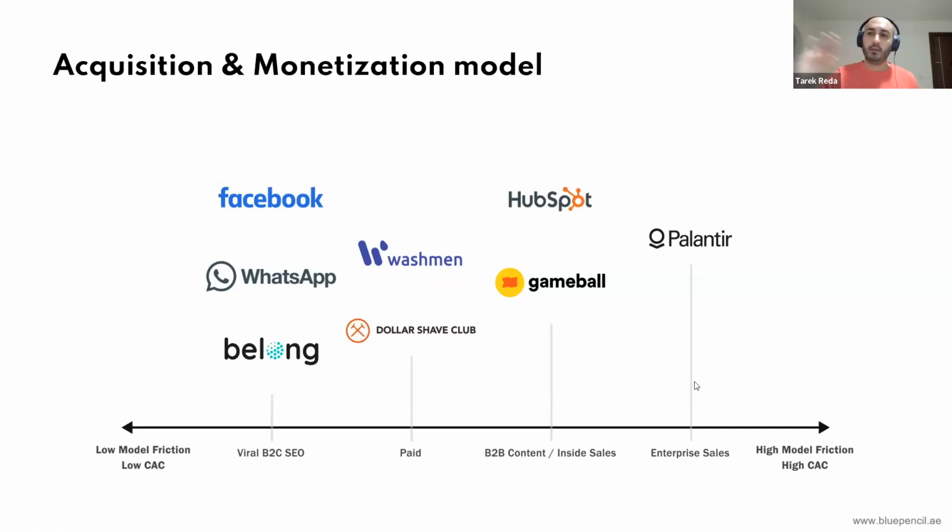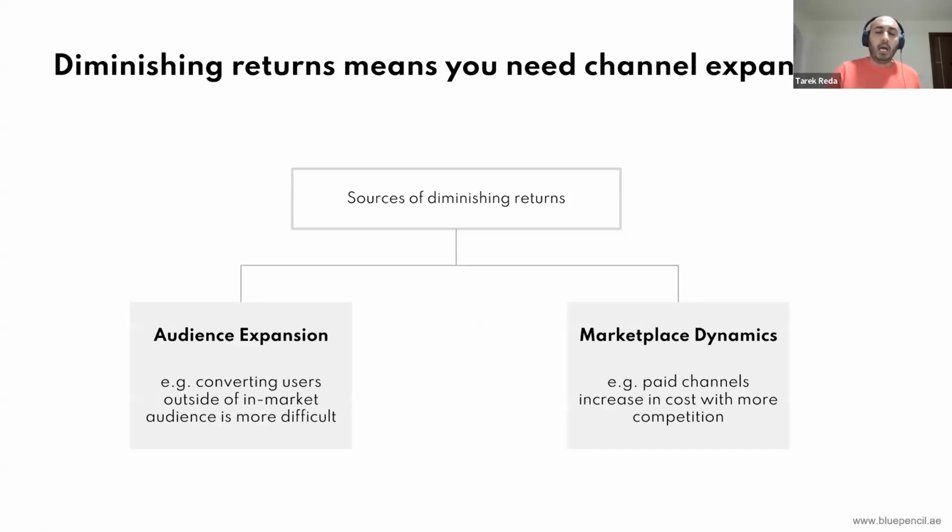And then finally, at the other end of the spectrum, you have companies like Palantir. These are enterprise sales, very high model friction. A company might take months for a deal to materialize. So these companies can afford having high CAC. Just keep that in mind when you're deciding what acquisition channels to work with: keep in mind where you sit on that spectrum.